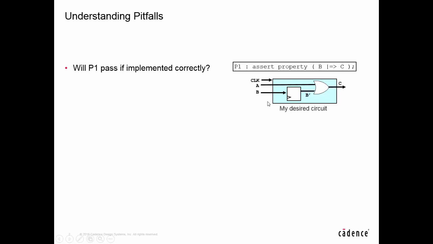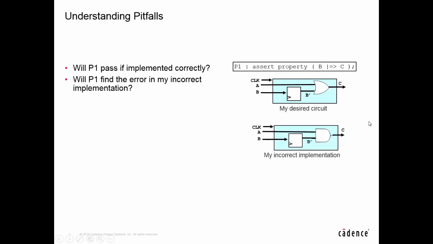So this is my desired circuit here. You can see the schematic here with an OR gate, and what the assertion says is if B is true, then on the next cycle C should be true. So as this is an OR gate, obviously it doesn't matter what A is doing. This is going to be true, and it's fairly easy to see that. Okay, so that's an example of something that's really easy.